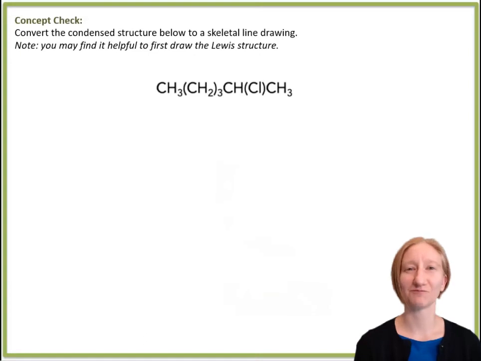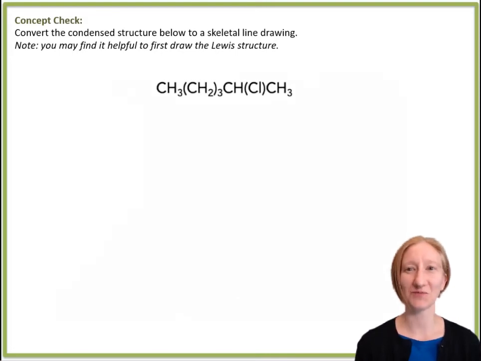Okay, let's try one. Pause your video and convert the condensed structure below to a skeletal line drawing. And I should caution you that at this stage, you're not expected to go straight from the condensed structure to the line drawing. It's much more likely that right now, and until you get comfortable with these, you'll want to draw the Lewis structure first, and then use that to make your skeletal line drawing.